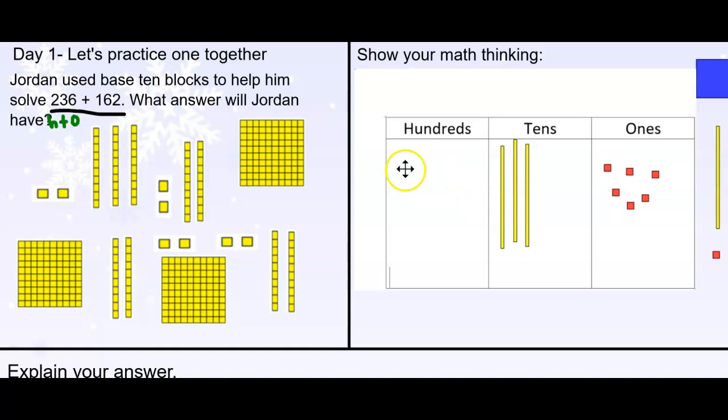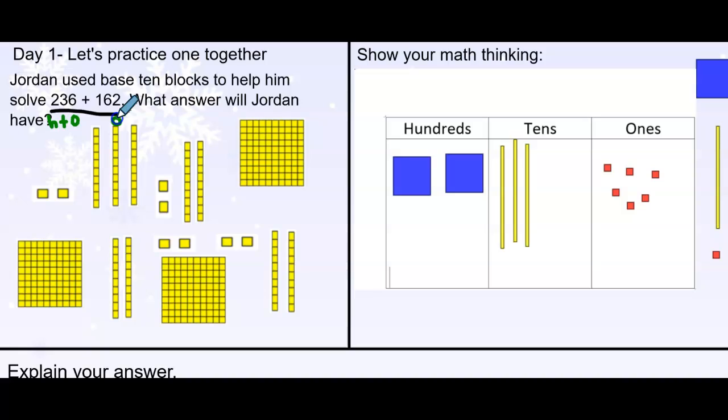Great job. How many hundreds did Jordan have? 2 hundreds. Help me count. 100, 200. Great job. We've made Jordan's first number. Now let's look at his second number, 162. Remember, our first step is to identify place value.